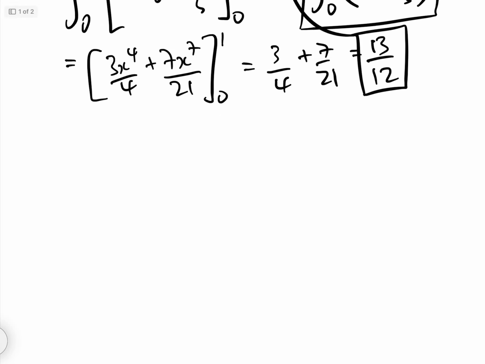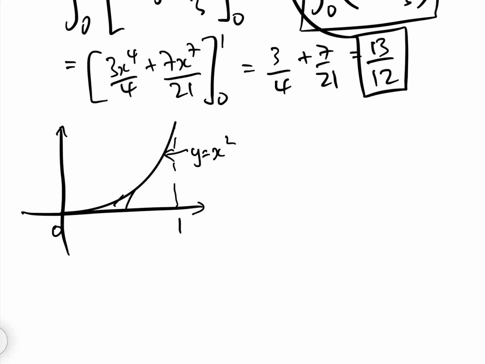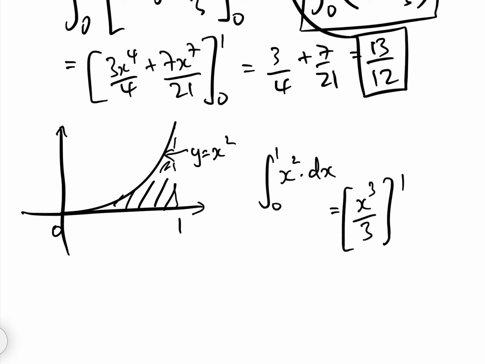Now all we have to do is work out the area of the region. Well, the area of the region is relatively simple. That was y equals x squared here, and we are integrating between 0 and 1, so we need to find the area of this region, and that's just the basic standard integral of x squared dx between 0 and 1, and that is x cubed over 3 between 0 and 1, which is 1/3. So the area is 1/3.